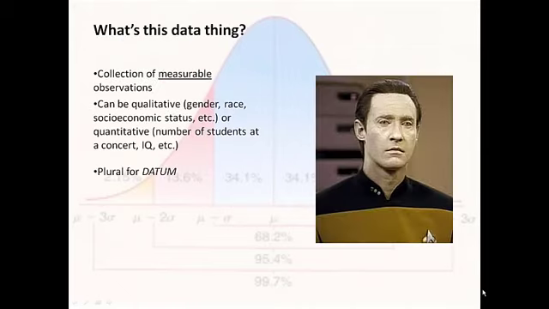What is this data? It's a collection of measurable observations. They have to be measurable. You have to be able to look at them as either a qualitative or a quantitative thing that can be measured. Your gender, your race, how much you make. Numbers of students would be more quantitative. You're going to give an actual number to it, and things like that.